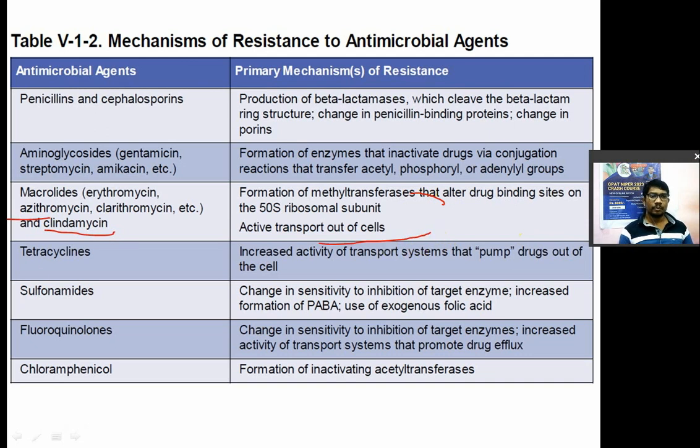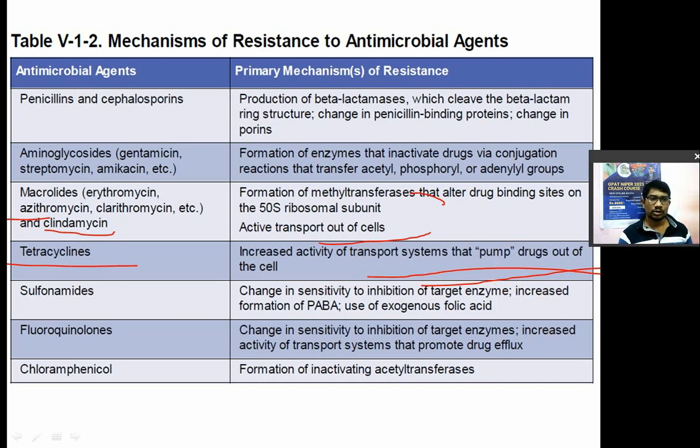Now, how will bacteria develop a resistance to the tetracyclines? Bacteria will develop resistance to the tetracyclines by developing a transport system. The bacteria makes a pump in itself which throws the drug outside. So increase the activity of transport system, that is a pump, drugs out of cell. OK, pump means that it drags the drug out of the cell, right?